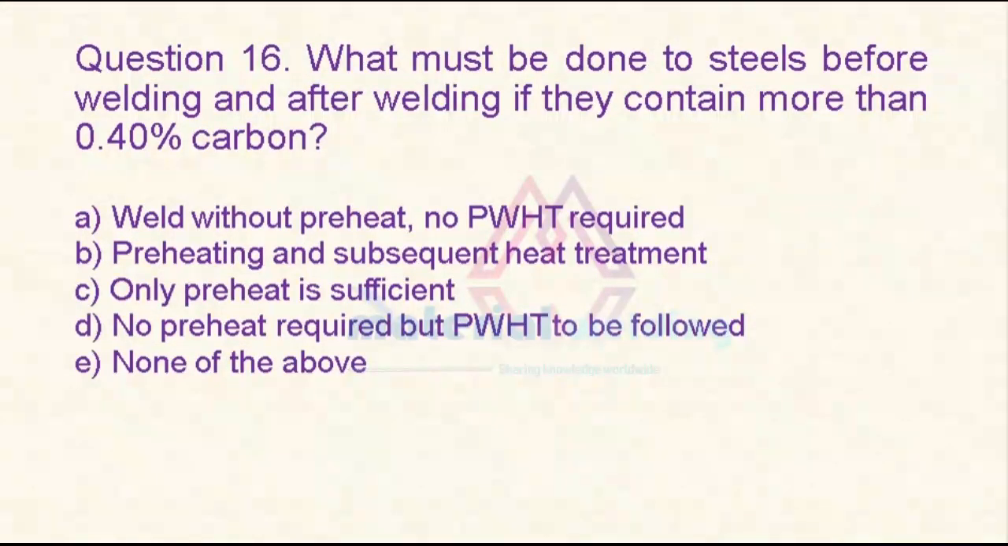Question 16. What must be done to steels before welding and after welding if they contain more than 0.40% carbon? A. Weld without preheat, no PWHT required. B. Preheating and subsequent heat treatment. C. Only preheat is sufficient. D. No preheat required but PWHT to be followed. E. None of the above.